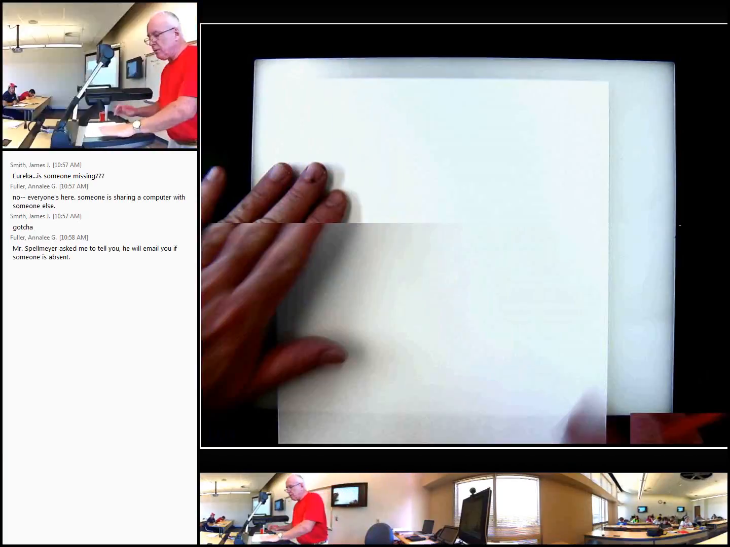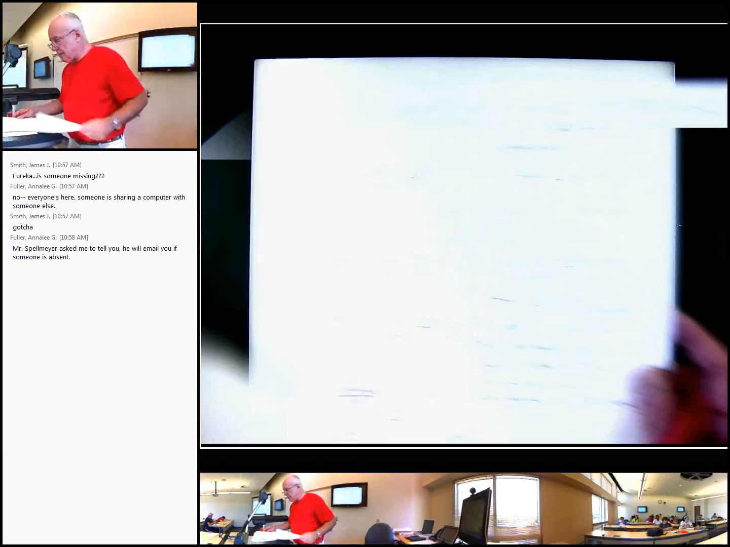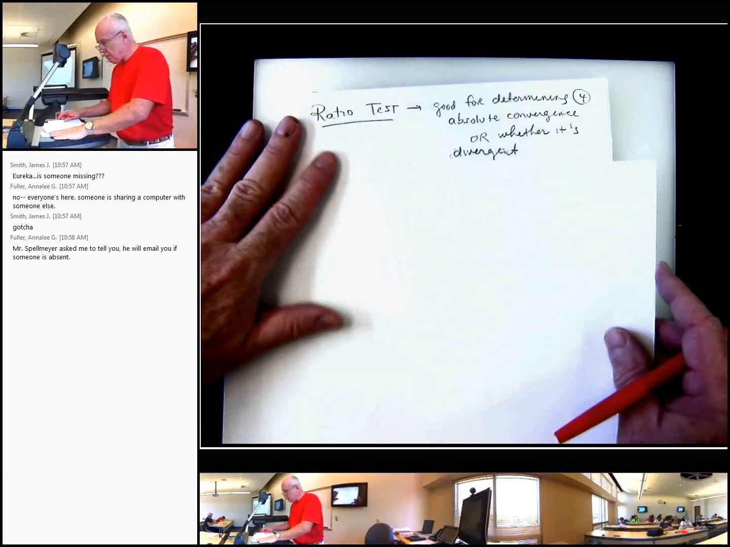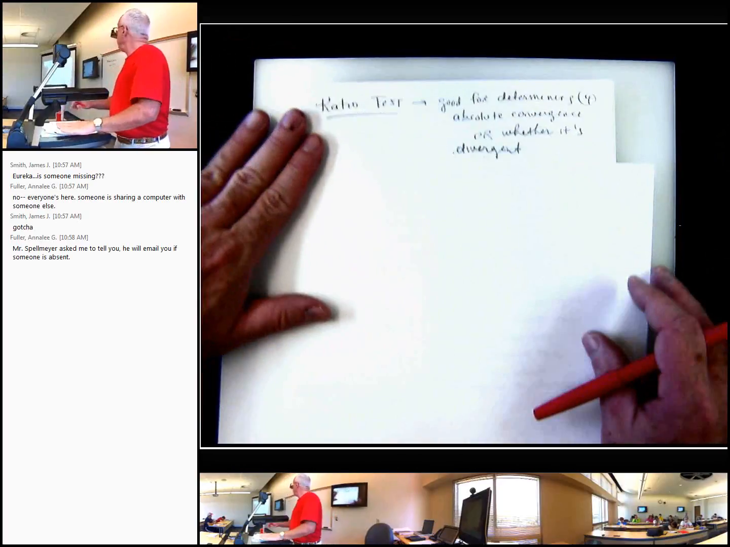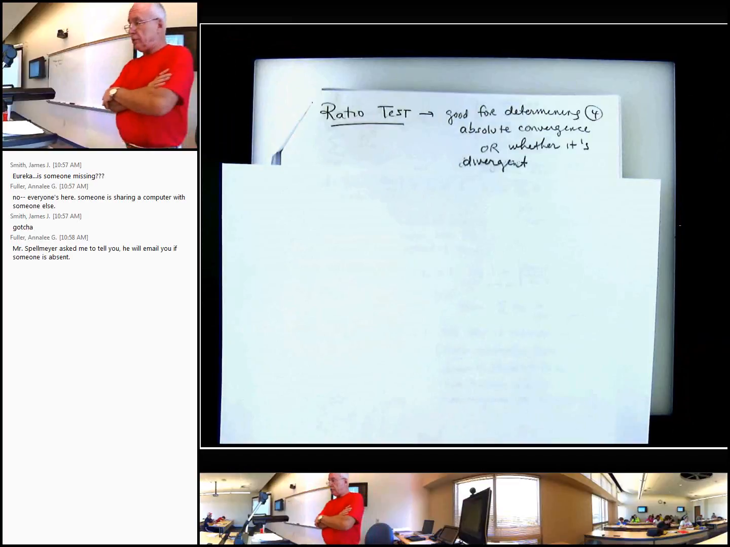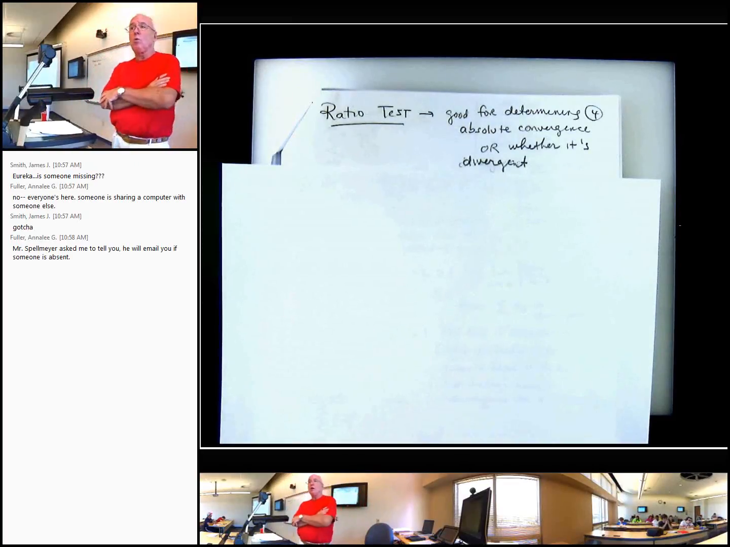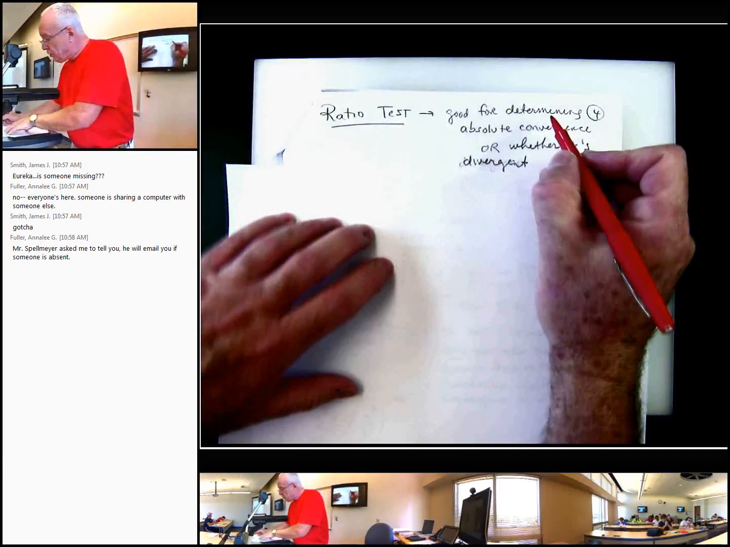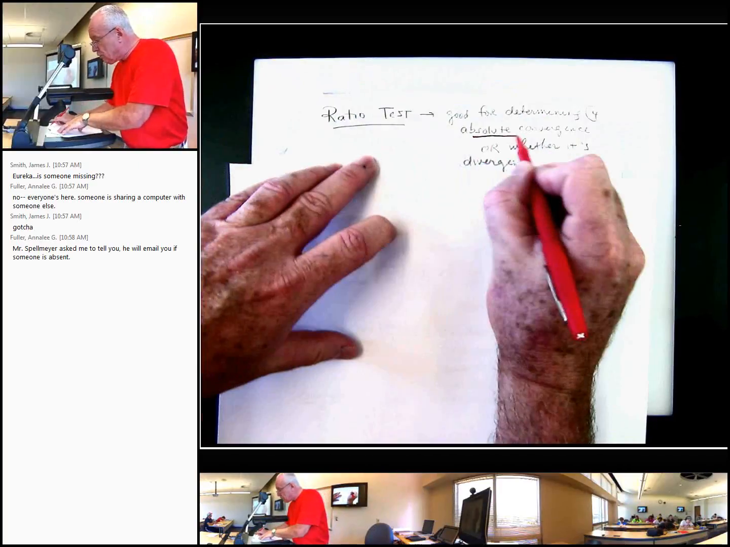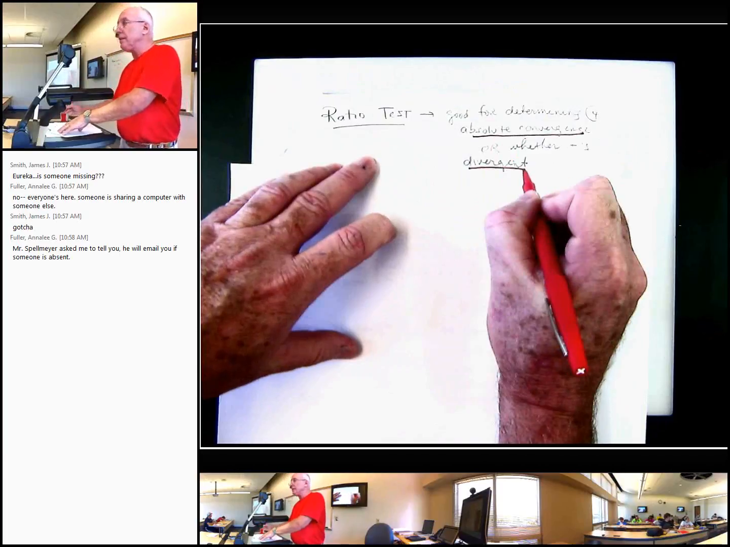All right. Now let's look at actually one. Remember at the beginning of this section I said there were also 2 tests that we're going to be looking at. In fact, I think this is how I'm going to do this, because there's a lot of writing with this. The first test we're going to look at is called the ratio test. And this test is good for one of 2 things. It's good for determining absolute convergence, or it's good for determining whether it diverges.